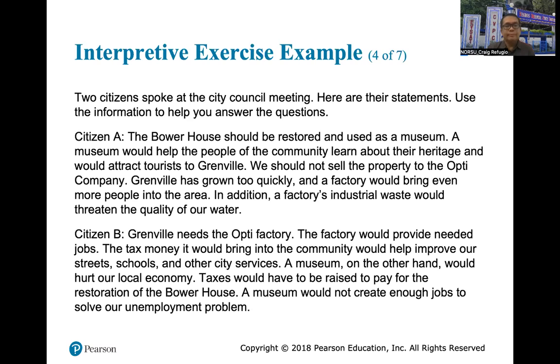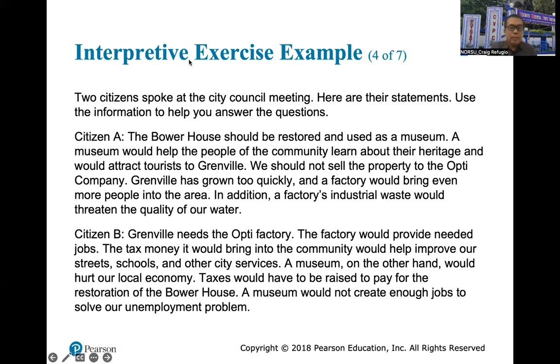Greenville needs the Opti factory. The factory would provide needed jobs. The tax money it would bring into the community would help improve our streets, schools, and other city services. A museum, on the other hand, would hurt our local economy. Taxes would have to be raised to pay for the restoration of the Boer House. A museum would not create enough jobs to solve our unemployment problems.